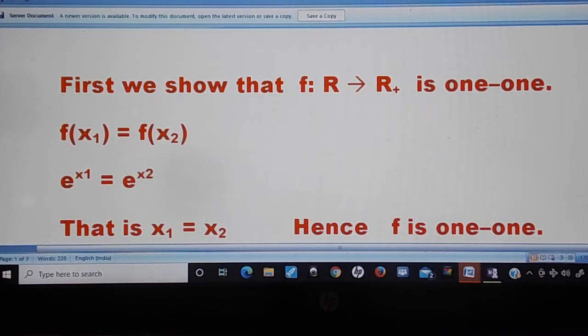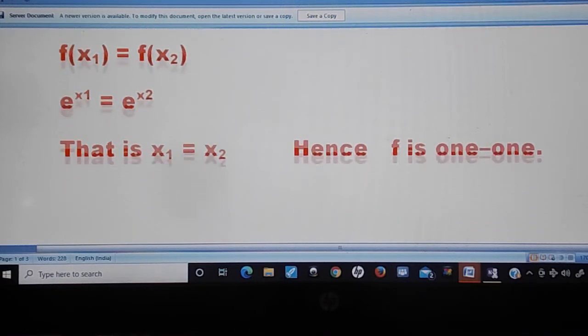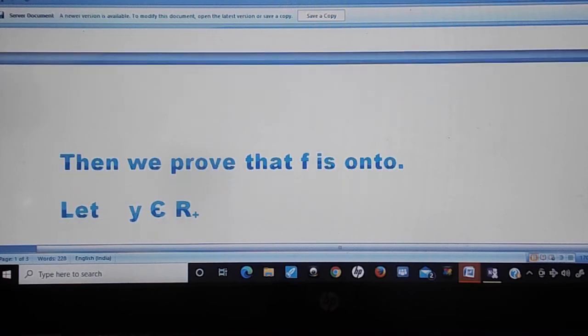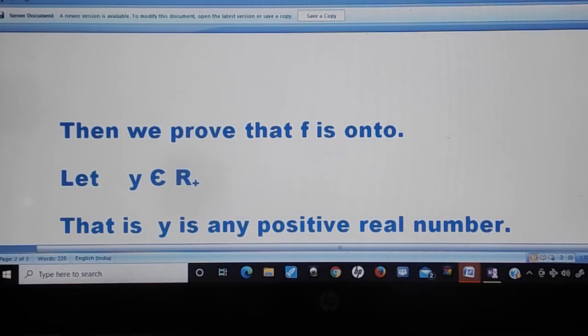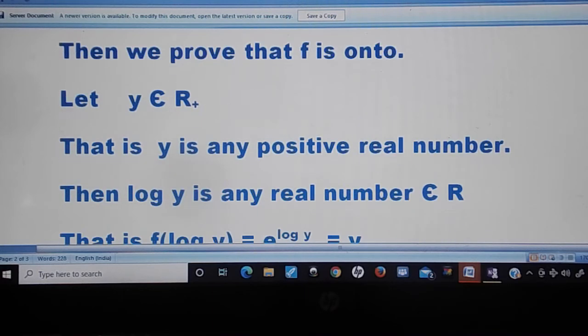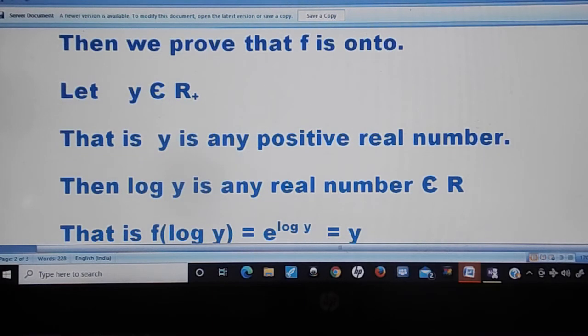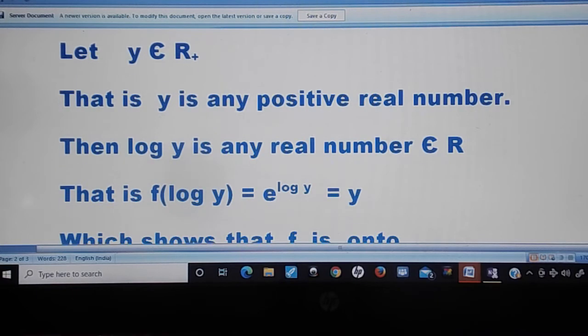Next, we will find out whether it is an onto function. I think all of you know what an onto function is. f from R to R plus is the function defined as f of x equal to e raised to x. Let y be an element of R plus. Then we will find out what the pre-image of y is. If y belongs to R plus, what about log y? Log y is a real number belonging to R.